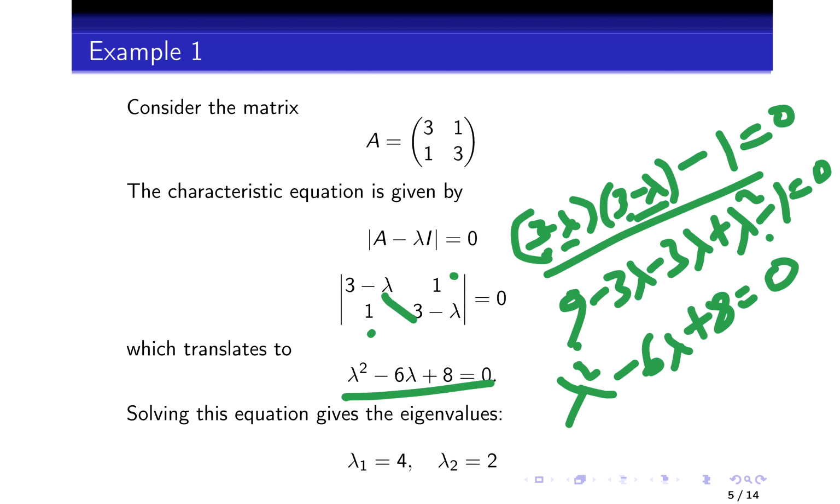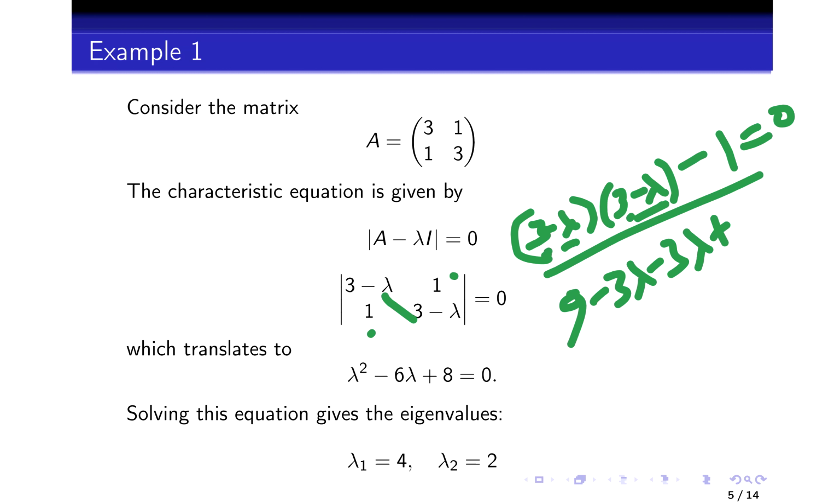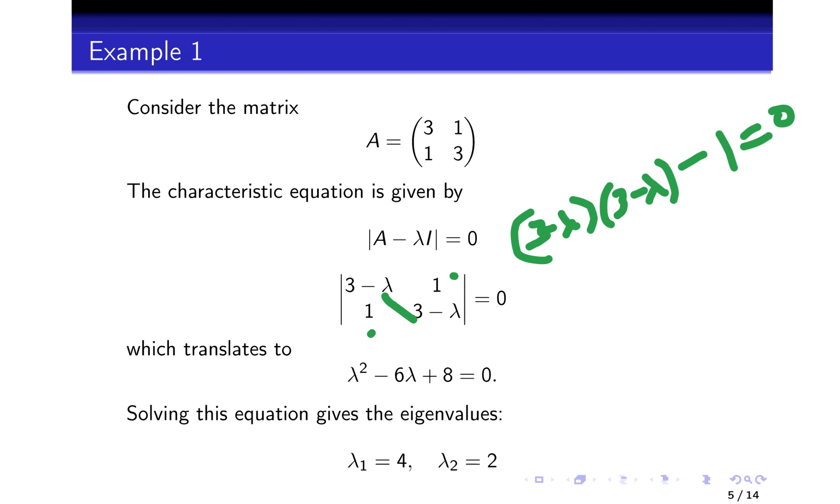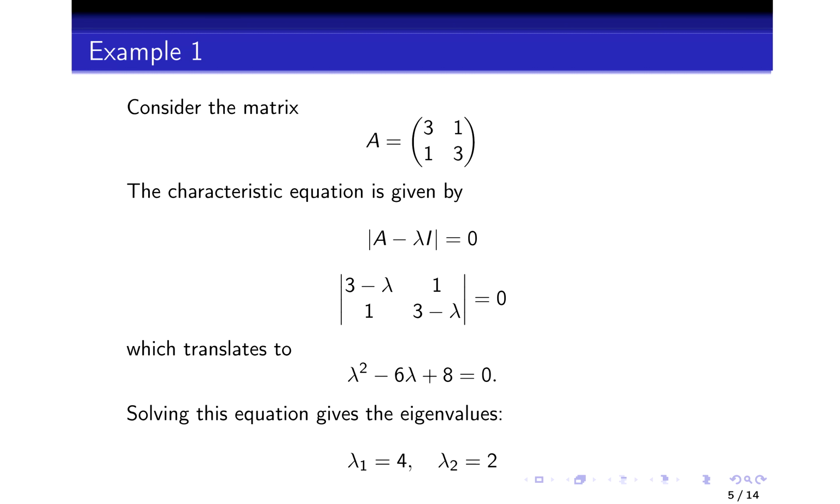Okay, so we just have to solve that quadratic expression for lambda, and then we get our eigenvalues. So how do we do that? Of course, I don't think it's a new thing, right? So you have lambda squared minus 6 lambda plus 8 equals 0.